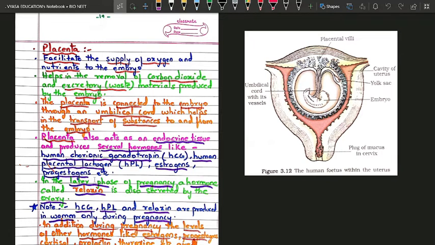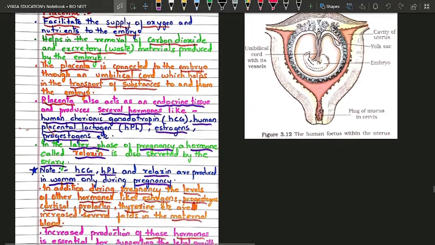In the later phase of pregnancy, what happens? A hormone called relaxin is also secreted by the ovary. So which is the hormone secreted by the ovary in the later phase of pregnancy? That is relaxin. Just remember, these are the placental hormones. Relaxin is an ovarian hormone. Don't get confused, okay. HCG, HPL and relaxin are produced in women only during pregnancy, as I said earlier.